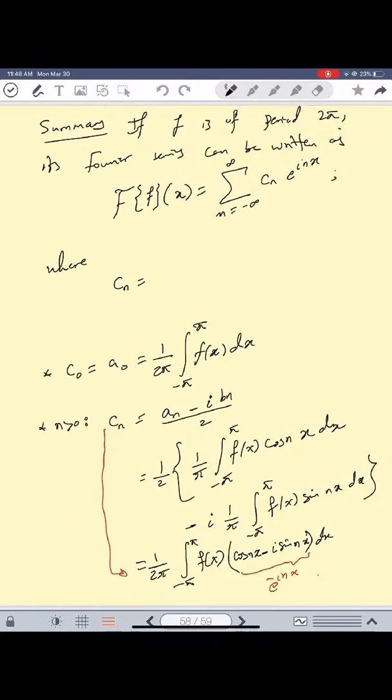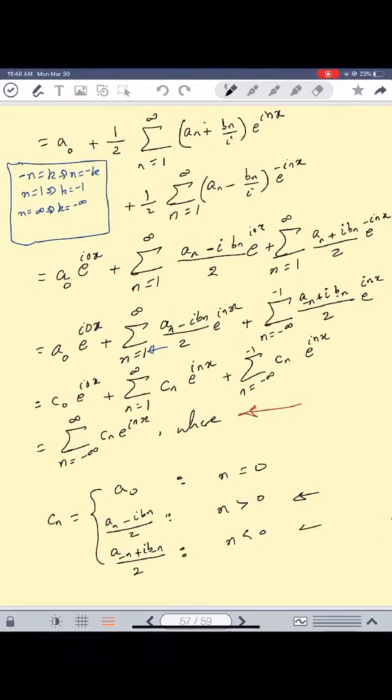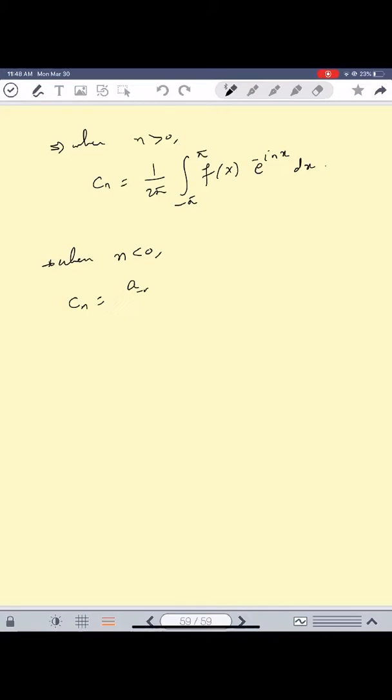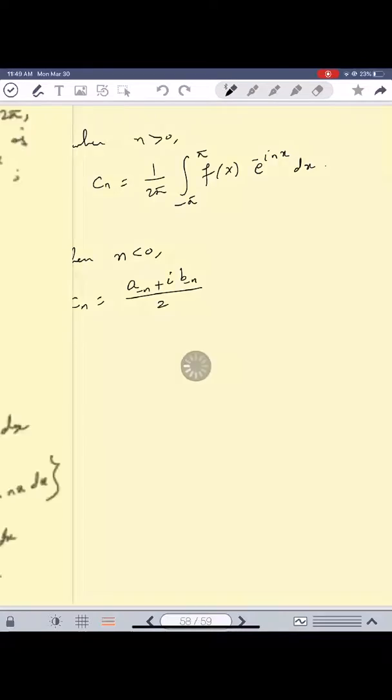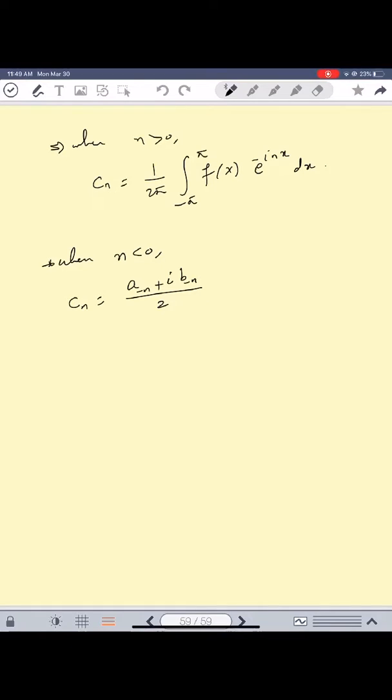So please remember, I'm trying to write the Cn. I didn't write it right away. I'm just doing some manipulations, and you will see why. We started with the C node. This is what happens when n is positive. And now we want to see what happens when n is negative. When n is negative, what is the Cn formula? We go back here. When n is negative, this is my formula. It's a negative n plus I b negative n over 2, right? This is my formula. And please, now we're saying when n is negative.